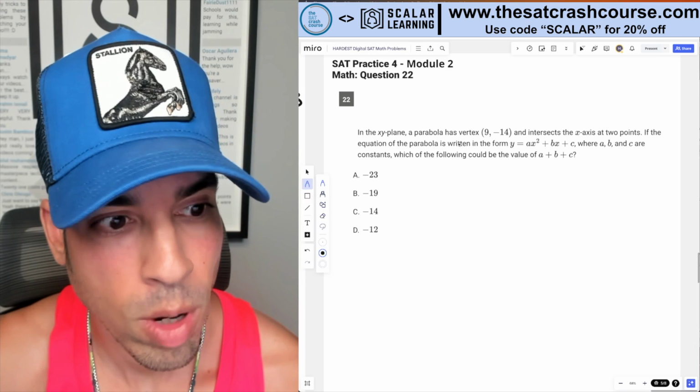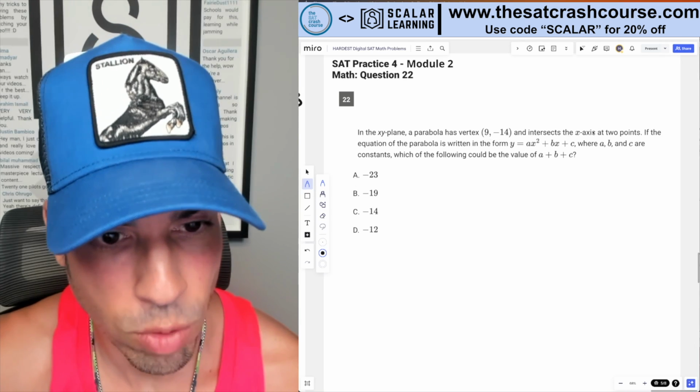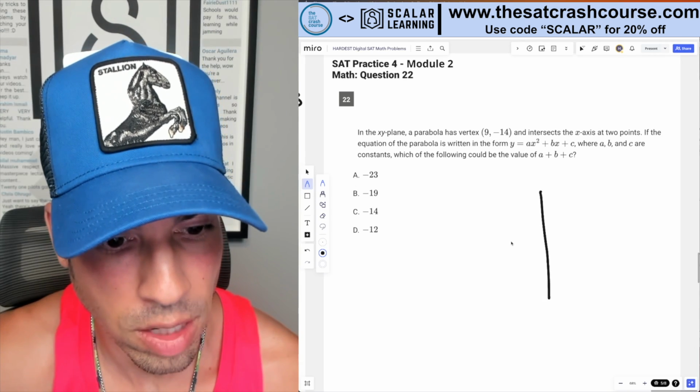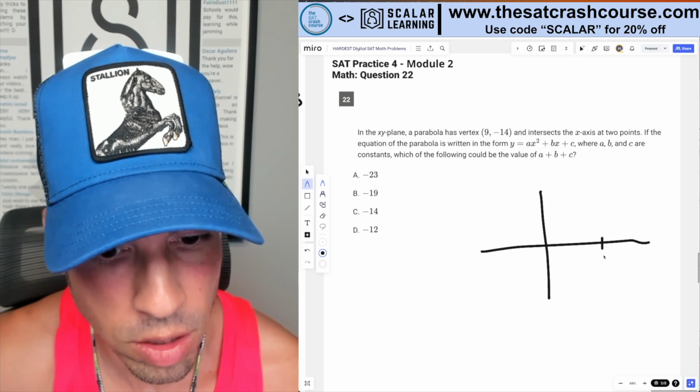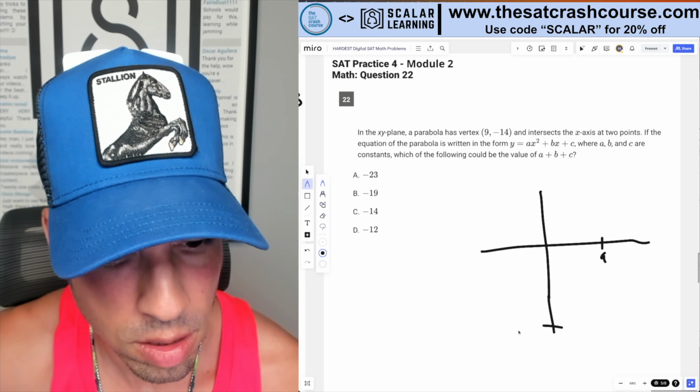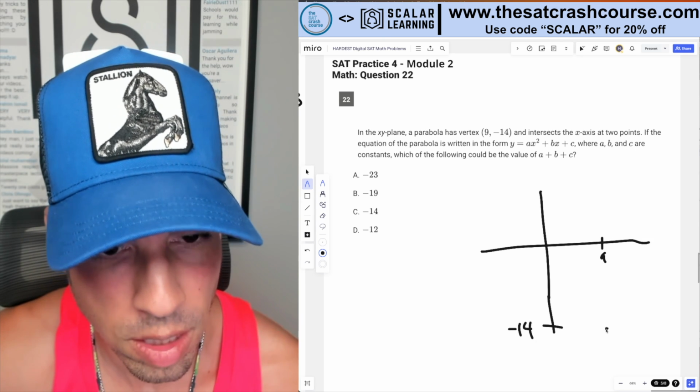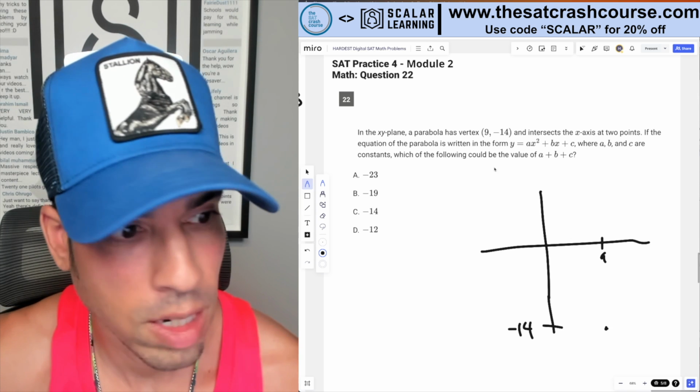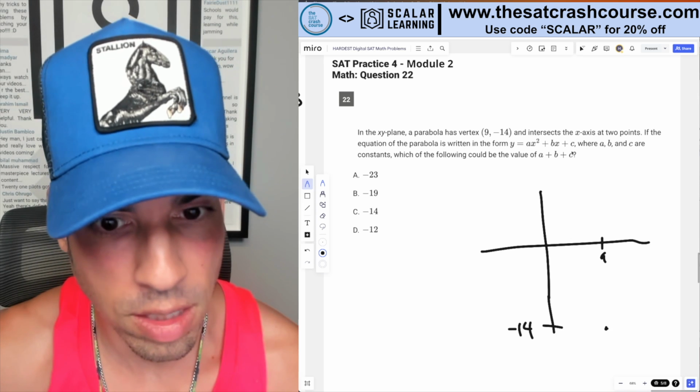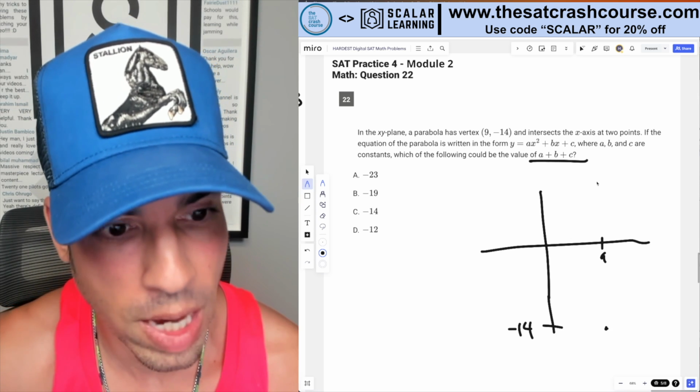Done. In the xy plane, a parabola has a vertex of (9, -14), and it intersects the x-axis at 2 points. Just making a rough graph, here's 9, here is -14, just approximately, and there's our point. And then it also says the equation is written as this, where a, b, and c are constants. Which of the following could be a plus b plus c?